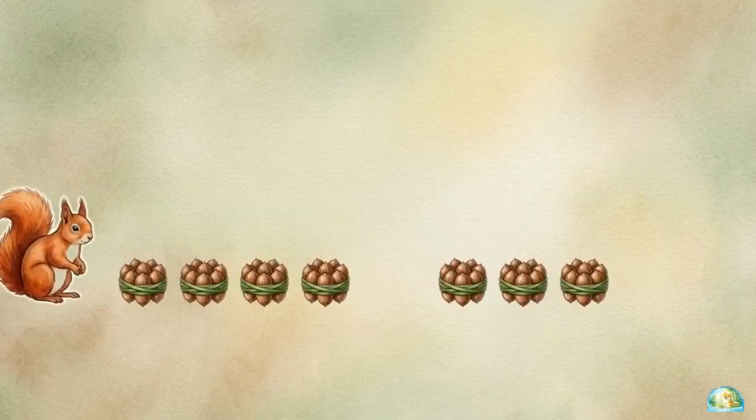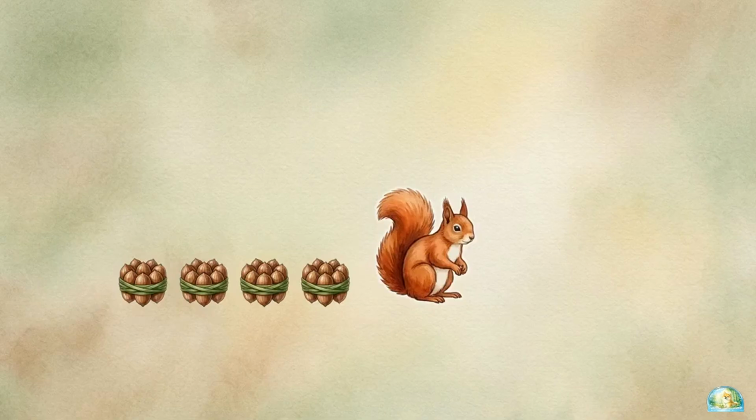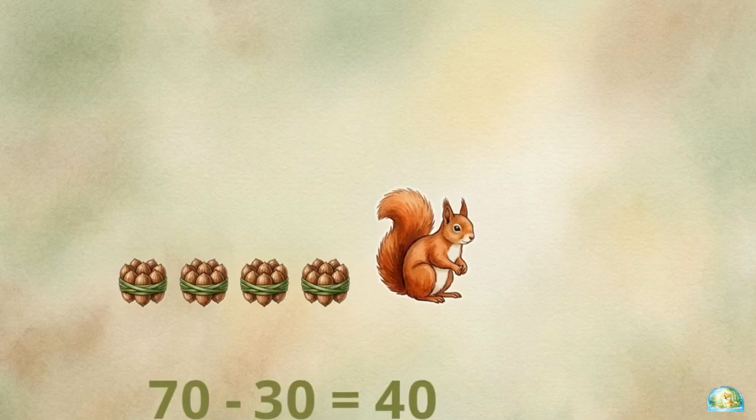Up on the ledge, the starting amount is 7 bundles of 10. Remove 3 bundles. 4 bundles remain, which is 40. 70 minus 30 equals 40. This repeating pattern shows the structural rules of mathematics remain constant even as the starting numbers increase.